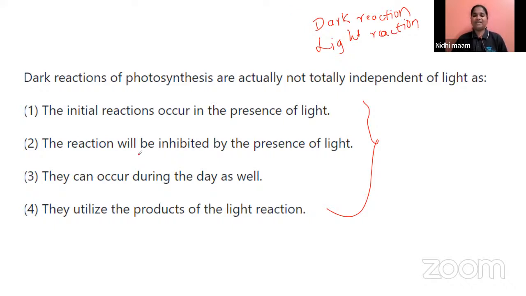The reaction will be inhibited by the presence of light. Okay, fine. So let us check the answer here. The right answer is option D. They utilize the products of light reaction. Whatever products are formed during the light reaction are necessary for the dark reaction to happen. It is not that the reaction will be inhibited by the presence of light. They asked about dark reactions, even though they are not completely independent of light. So the right answer is: they utilize the products of light reaction. Fine, just a minute.